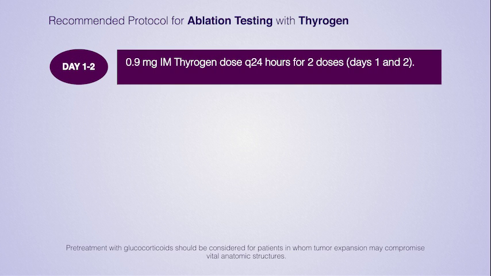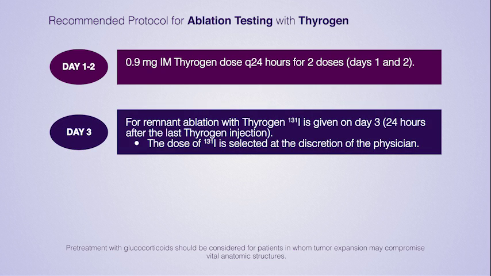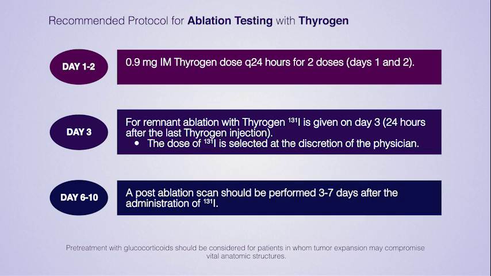The following protocol is recommended for ablation with Thyrogen. Day 1 and 2, 0.9 milligrams IM Thyrogen, dosed once daily for 2 doses, days 1 and 2. Day 3, for remnant ablation with Thyrogen, radioiodine I-131 is given on day 3, 24 hours after the last Thyrogen injection. The dose of radioiodine I-131 is selected at the discretion of the physician. Day 6 through 10, a post-ablation scan should be performed 3 to 7 days after the administration of radioiodine I-131. Pretreatment with glucocorticoids should be considered for patients in whom tumor expansion may compromise vital anatomic structures.